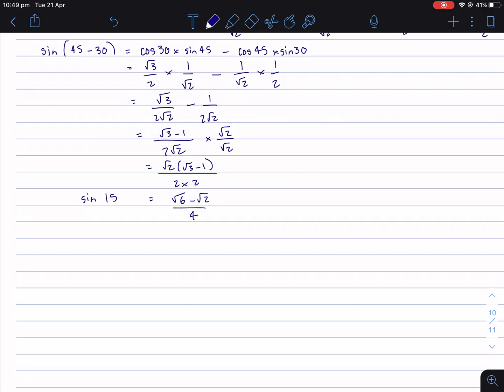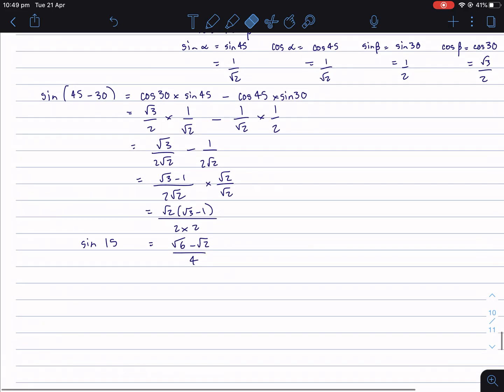I'm going to chuck it in my calculator and see if we're right. So in the calculator, sine 15, 0.2588. And if I put this thing, root 6 minus root 2 over 4, 0.2588. Boom! Yay! Okay. Cool.